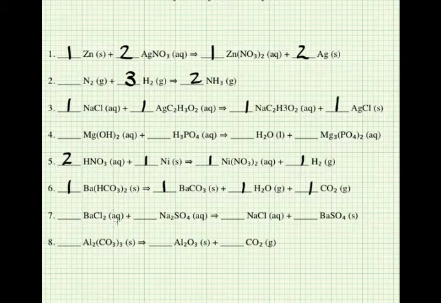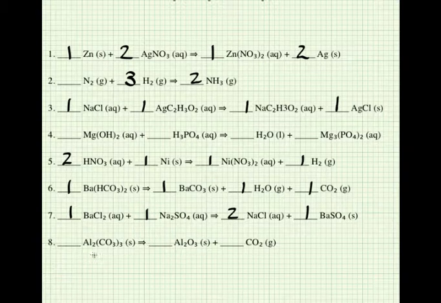All right, we've got barium chloride and sodium sulfate is going to form sodium chloride and barium sulfate. I see right off the bat I don't have enough chlorines, so I put a 2 in front of there. I need 2 sodiums, which I now have with the sodium chloride. I've got 1 barium and 1 sulfate. This guy is done.